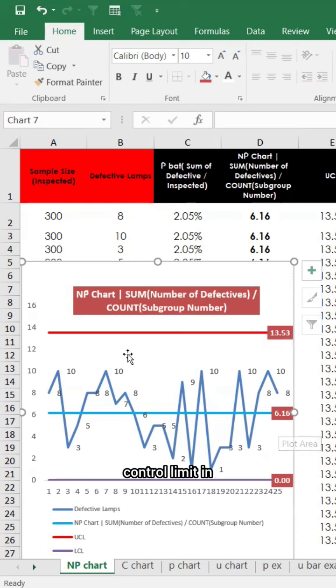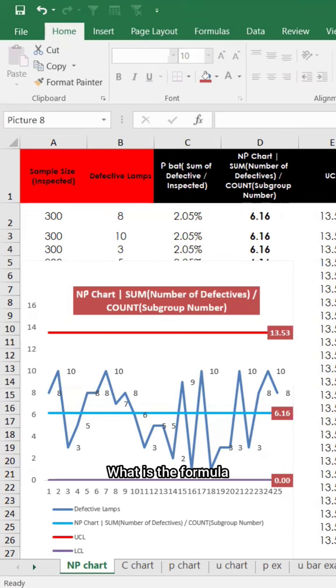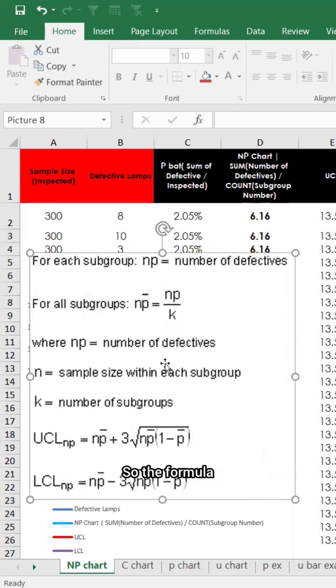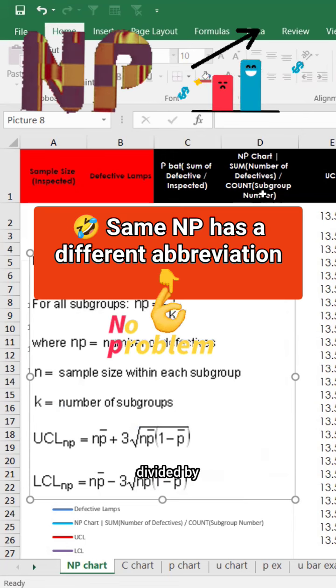When you say control limit in this very example, you can see here the NP is 6 and the upper is 13, and whenever we get a negative value, theoretically we need to assume it as 0. What is the formula? It is a very straightforward formula. First we need to determine NP. NP is nothing but the number of proportion, which is the sum of defective divided by count.